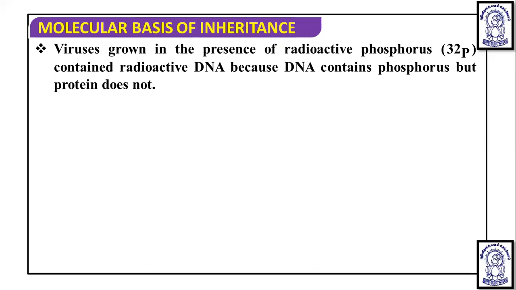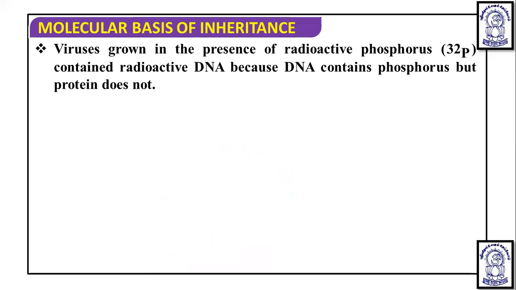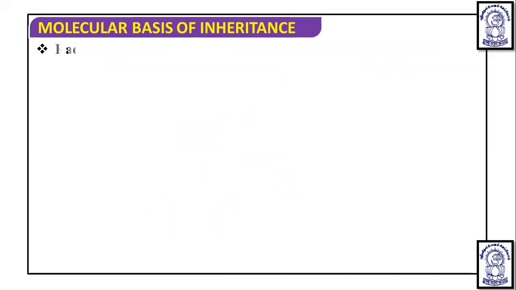In this way viruses grow in the presence of radioactive phosphorus in a culture medium, and they obtain this radioactive phosphorus in their DNA, because DNA contains phosphorus but protein does not. This is the bacteriophage structure, and here phosphorus gets incorporated into DNA when it is grown in the culture medium. Similarly, when it is grown in a sulfur containing medium, it will incorporate sulfur, but sulfur is not present in DNA. It is present in amino acids, sulfur containing amino acids. So the capsid will be labeled by the sulfur.